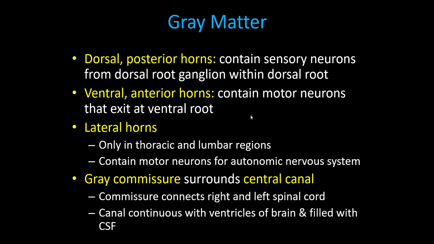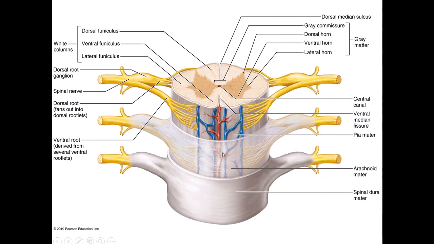Connecting the two sets of horns is what we call a gray commissure. And in the middle of that commissure is then the central canal of the spinal cord. Now the commissure connects the right and left spinal cord so that we have communication between the right and the left. And then the central canal is actually continuous with the ventricles in the brain, and it gets filled with cerebrospinal fluid.